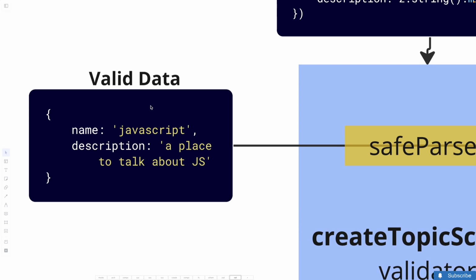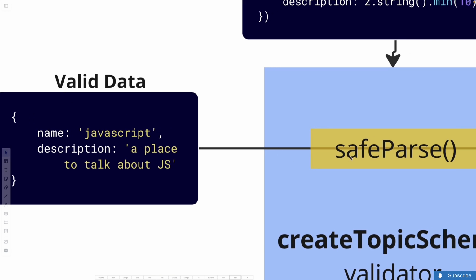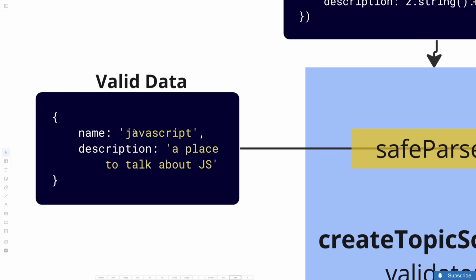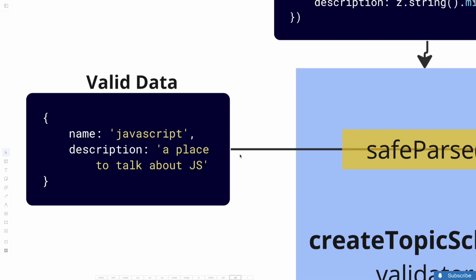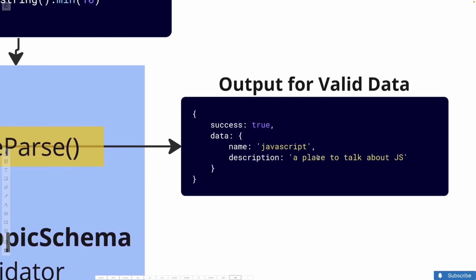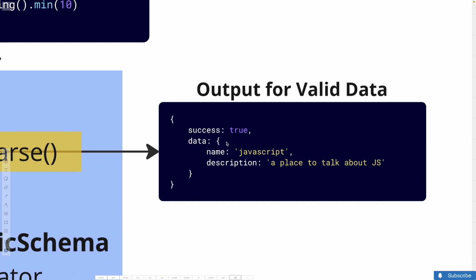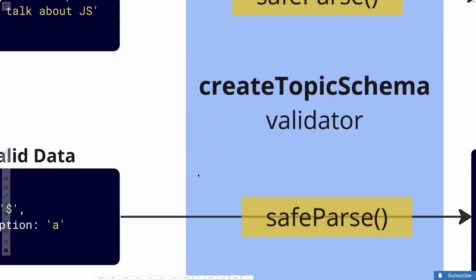So here's an example of some valid data that we might pass in to the safeParse function. In this case, we know that it is valid data because it has a name and a description that are strings and they're of the appropriate length. So if we pass this information into the safeParse function, here's what we're going to get out. We'll get an object that looks like this. It'll have a success property of true, and then a data property that contains our information that we submitted in. So we can now take this data property and use it for whatever we want inside of our program. In our case, we're going to use it to create a new topic object inside of our database. But what happens if we submit some invalid data?